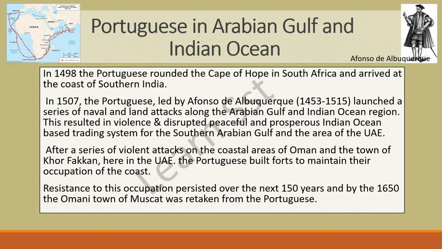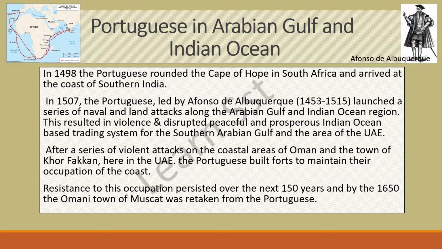So this resulted in violence and it completely disturbed the peaceful and the prosperous Indian Ocean, and in the Indian Ocean the trading system which was going on between the Arabian countries and the Indian traders, all that got disrupted, and including U.A.E. So after a series of violent attacks on the coastal areas of Oman and the town of Horfakan here in the U.A.E., the Portuguese built forts to maintain their occupation of the coast.